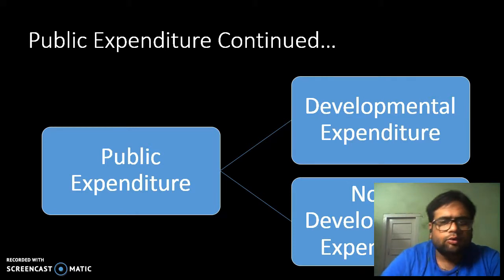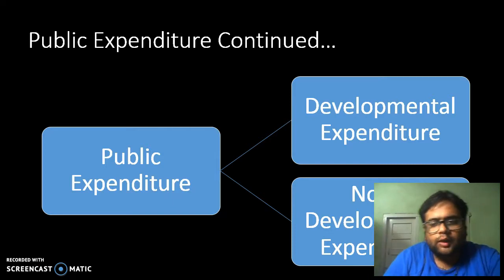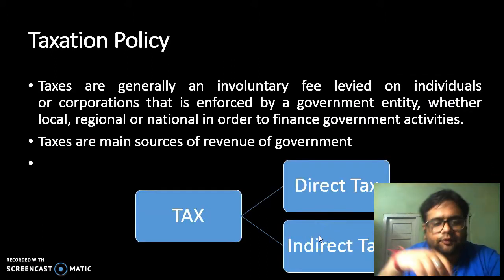So I believe you got the two types of expenditure. Broadly, we can classify the government's expenditure into two categories: one is developmental expenditure, and the other is non-developmental expenditure.